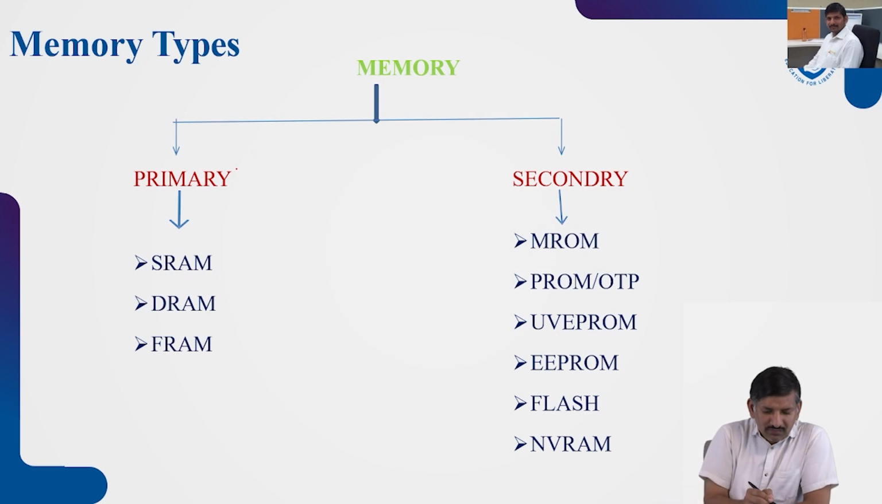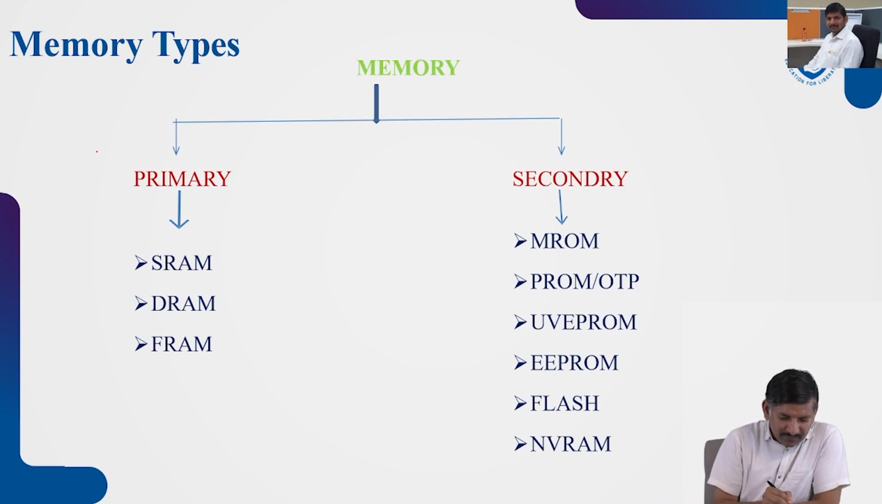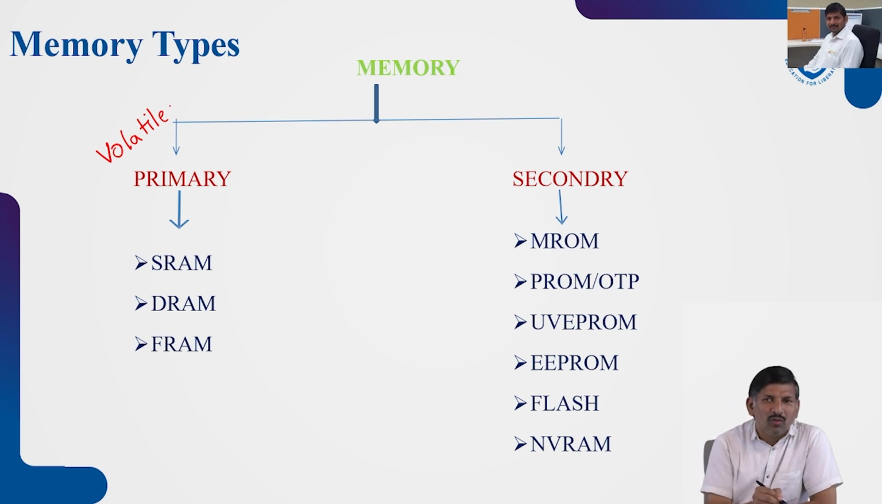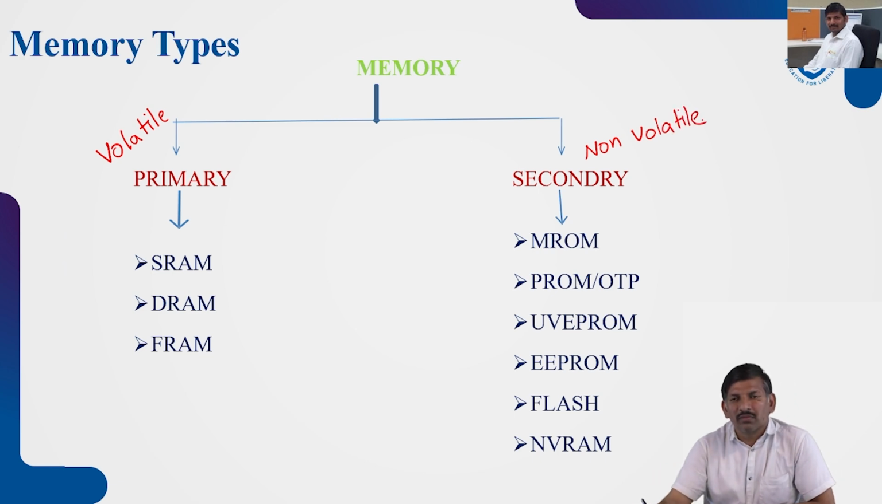That is called volatile. Volatile means if the power is turned off, the data, the information will be erased. That type of memory device is called volatile memory. Even if the power is turned off, if the data is not erased, that type of memory device is called non-volatile memory devices. This is one of the parameters.